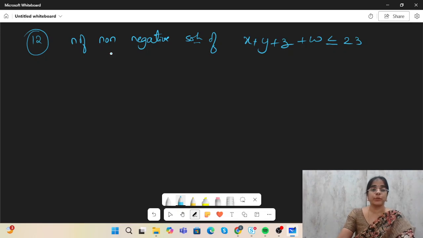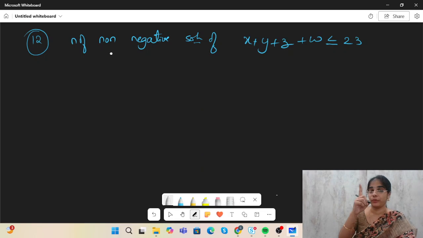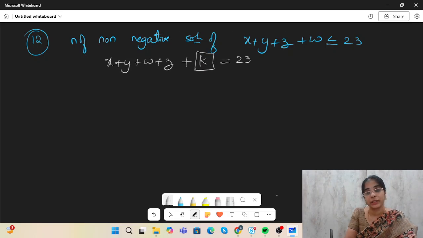Now for this case, number of non-negative solutions of x plus y plus z plus w less than or equal to 23. Here also it's the same case what we have done earlier. Do you remember? Converting the inequality to equality. x plus y plus w plus z plus some k is what I am including. I will equate it to 23. Doesn't matter. If k equal to 0, still equal to 23. If k equal to 1, all this sum will be equal to 22, which is less than your 23.